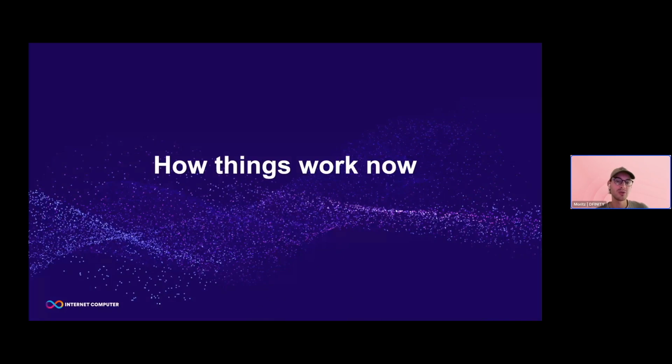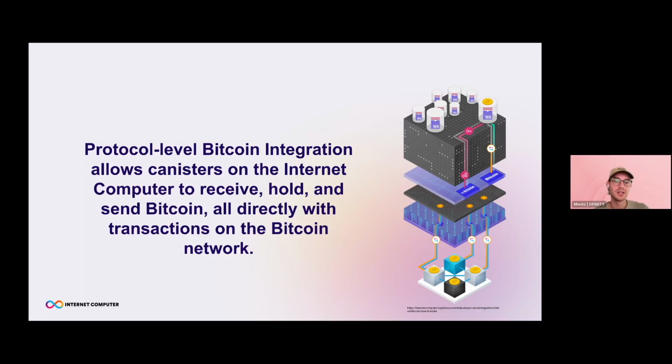So now that we know how things used to work, let's take a look at how things work now with the direct integration with the Bitcoin network that the Internet Computer offers. As I mentioned earlier, and I'm going to repeat this many times today, the Bitcoin integration allows canisters on the Internet Computer to receive, hold, and send Bitcoin, and all of that directly with transactions on the Bitcoin network. And direct in this context means that there are no trust assumptions required other than trust in the correct functioning of the Bitcoin network and of the Internet Computer.